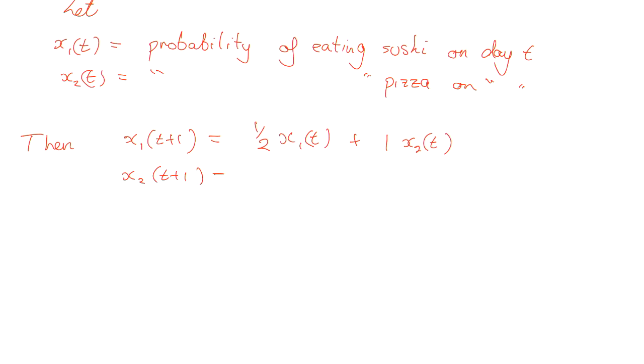Now what's the probability of having pizza? We play the same kind of game. So if I had sushi on day t, what's the probability of having pizza on day t+1? Half. And if I had pizza on day t, what's the probability of having it on day t+1? 0. Okay? So we completely describe the state, well, the distribution, not the state, but the distribution of time t+1 in terms of the distribution of time t.